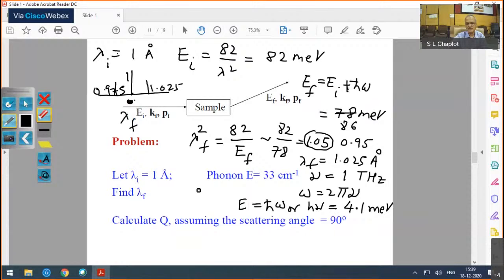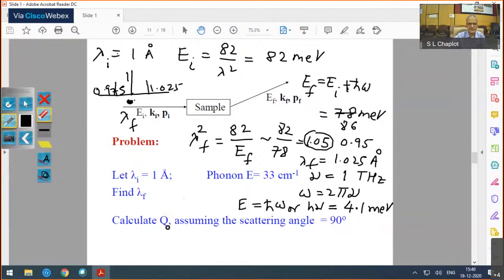You would like to choose an incident neutron energy which is smaller than this, so that these phonons can be measured with the available resolution. We'll just work out how this resolution comes about. For the incident neutron energy of 80 millielectron volts, this requirement of about 5% energy changes is comparable to the typical resolution we actually have. So it's not much better than that.